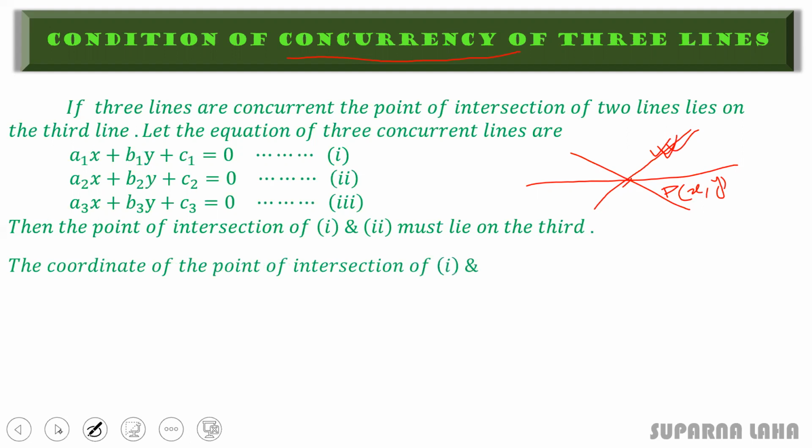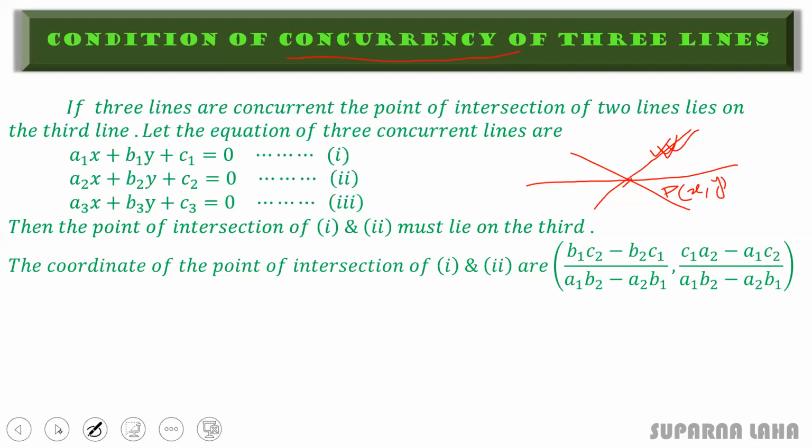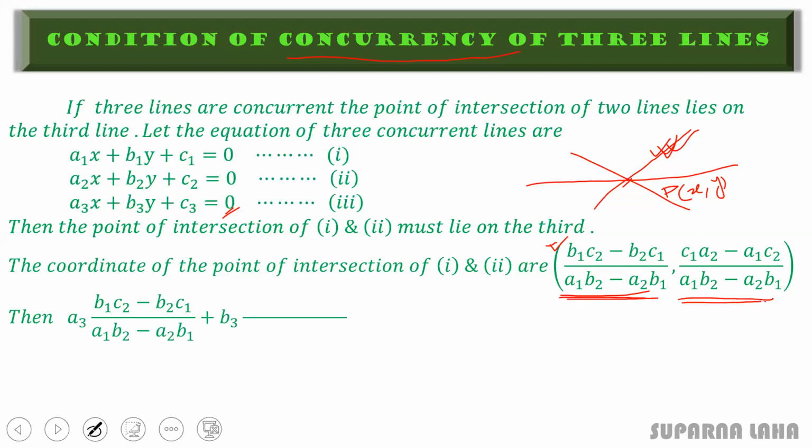You know, we just solved it. So here I'm using the formula. We're not solving it again here. I'm just using the previous formula we already know. So write down the coordinates of P. Since the third line is also passing through P, that means these coordinates x and y satisfy this equation. So put the value in the place of x in a3 into x, and in the place of y, put this value.